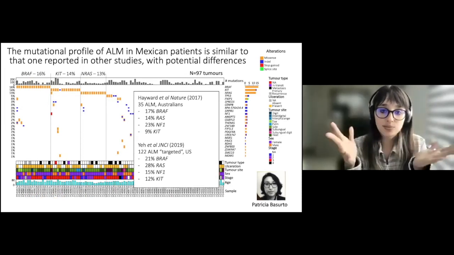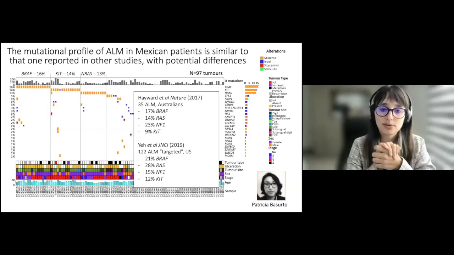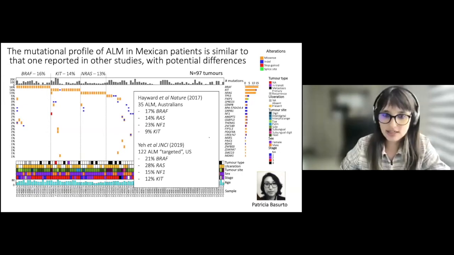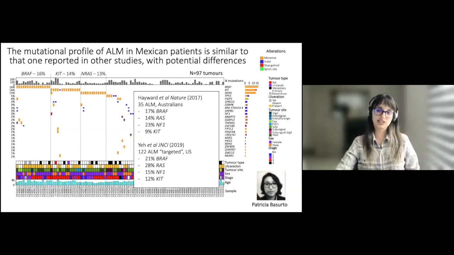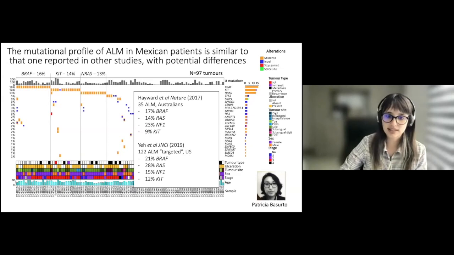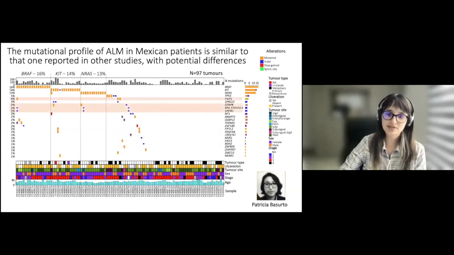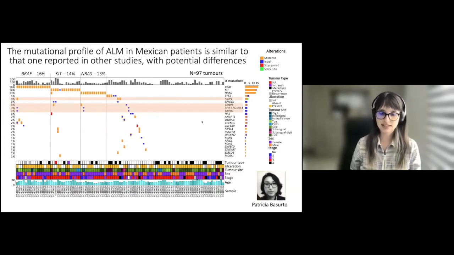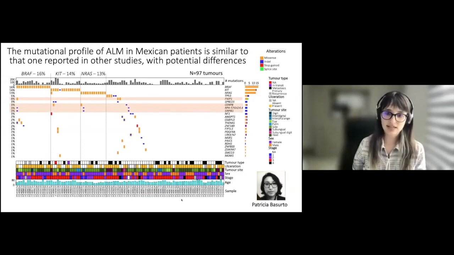Also, when we compare that to what has been seen in other populations, we see something similar. For example, this study from Australians and this study from the US population see similar percentages of tumors mutated in these genes. NF1 is an exception. We see less of that, but the other ones seem quite similar. And we have some potential differences, of course. A few genes appear mutated in our data set that have not been seen in other data sets. So we're also investigating them as potential new drivers, but this is still early work, so I couldn't say.